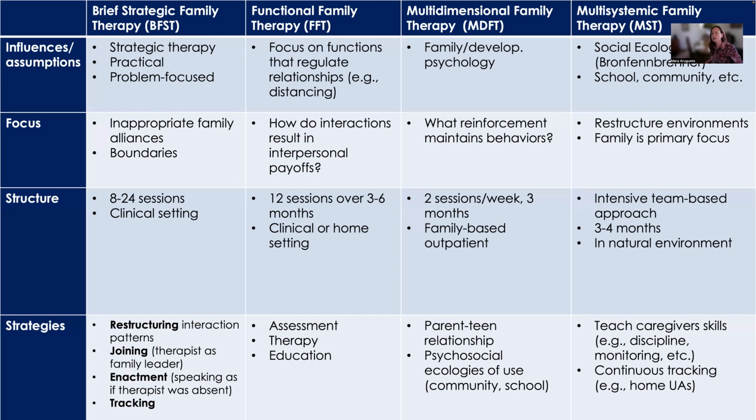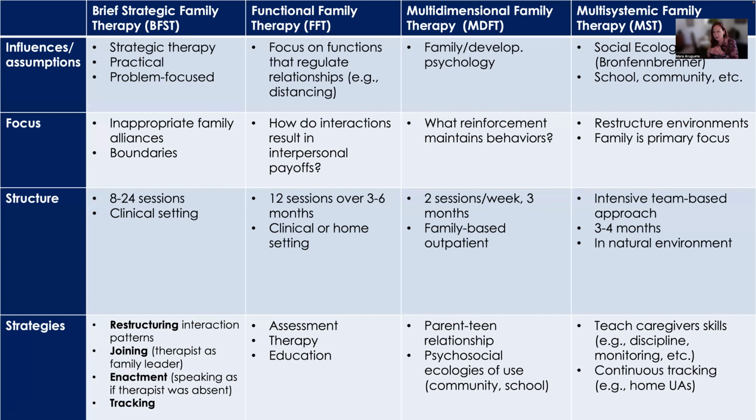So multi-systemic family therapy comes from social ecology theory, which is a theory that was put forth by Bronfenbrenner, and you may be familiar with that from another class. It really looks at school, community, and even broader society, and broader areas of influence. The idea is to restructure the environment, again, just like they all do. They're going to restructure those kinds of interactions in the family, but also outside of the family.